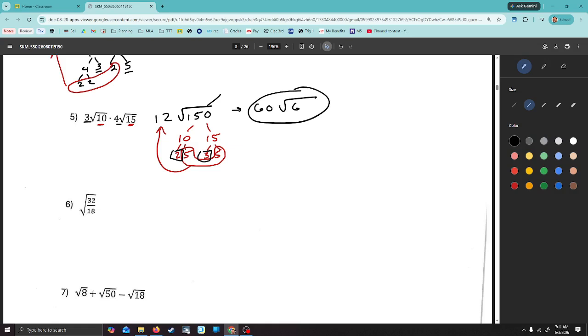Alright, this is a fraction here. The first thing I'm going to do is just simplify the fraction. So simplifying the fraction, it becomes 16 over 9. And since it's a fraction, what you can do is square root both of them separately. So square root of 16 over square root of 9. And hopefully by the time you're here, you know the square root of 16 is 4, and the square root of 9 is 3.